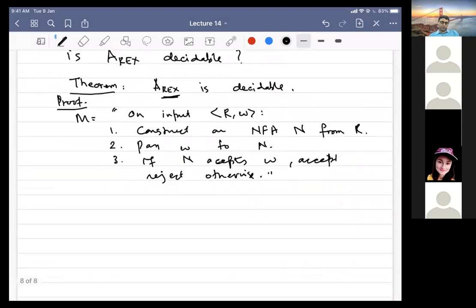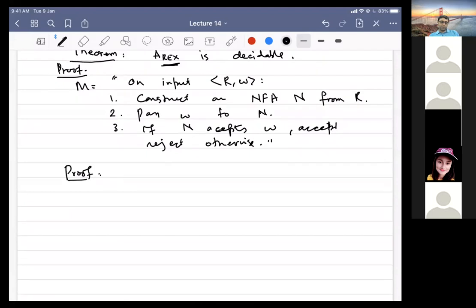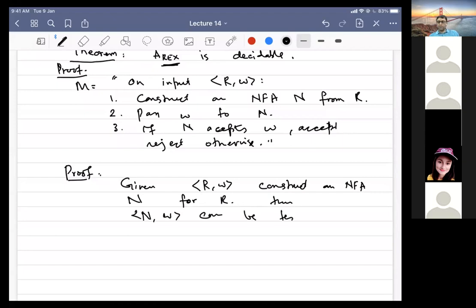What is the other proof for this? The other proof is exactly the same. It's even smaller and simpler. So we would say that given ⟨R, W⟩, construct an NFA N for R. Then N on W can be tested from A-NFA. Since A-NFA is decidable, therefore for every possible N it is decidable, and this completes the proof. Okay, is this clear?